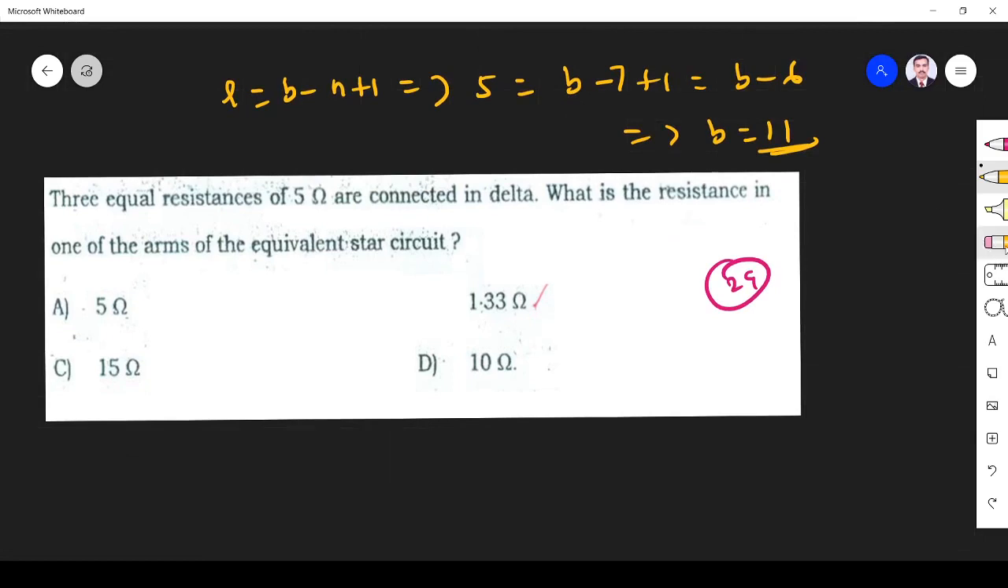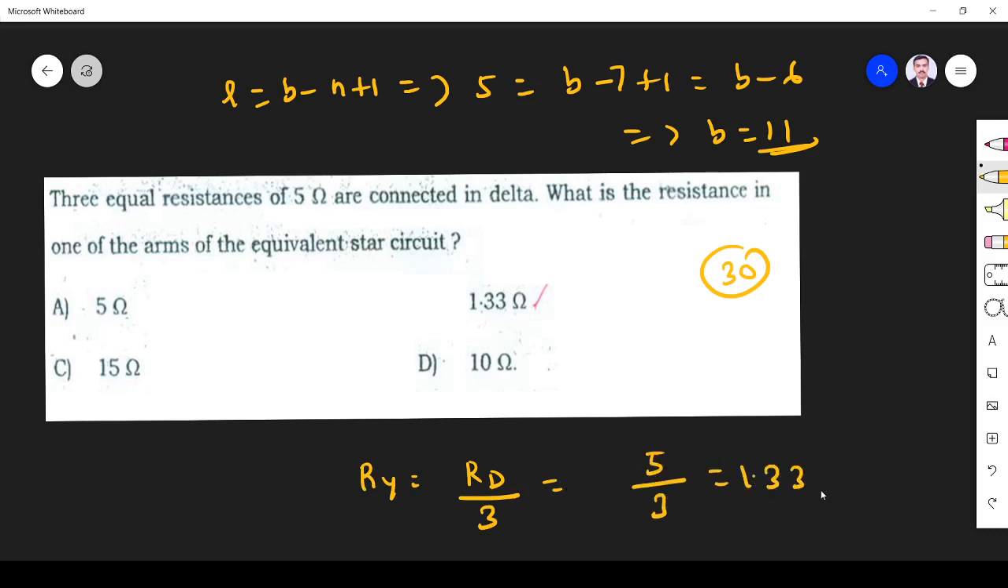Next, 30. Three equal resistances of 5 ohm are connected in delta. What is the resistance of one of the arms of the star circuit? Whenever they are having equivalent resistance in delta, the equivalent star is R star is equal to R delta by 3. So simply put 5 by 3, it is 1.33. The Y network has an equivalent resistance of 1.33 ohm. So answer B is the right answer.